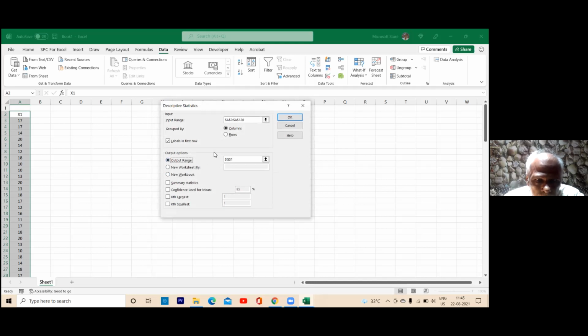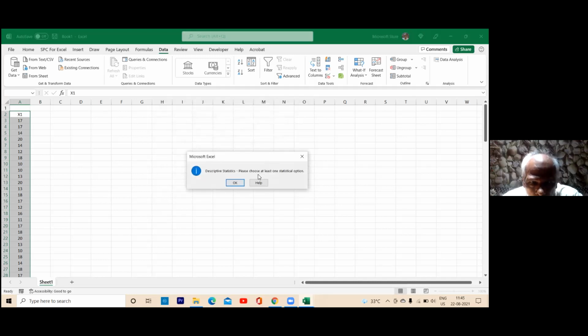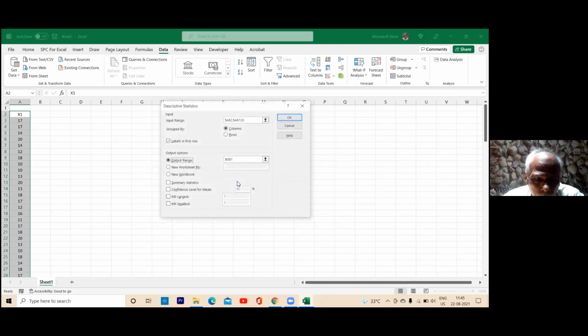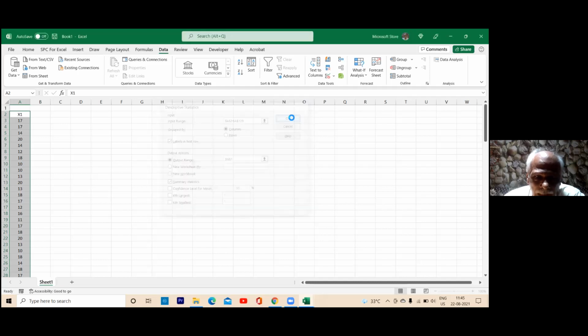Output range. Column is there. What is it that it is giving? A22. Please choose at least one statistical option. Okay. So I have to select one statistical option. What is it, summary statistics? Clear? So I select summary statistics, and then I click OK.